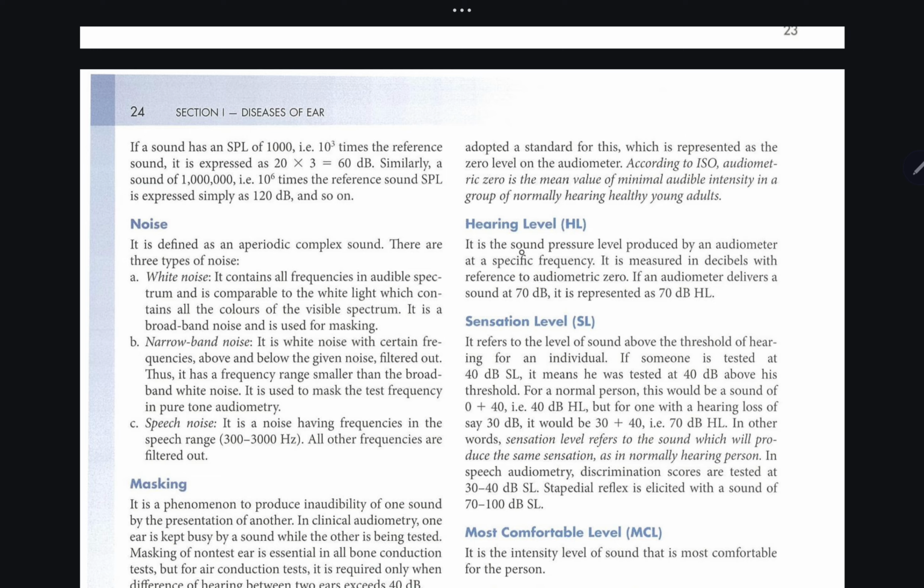Hearing level. It is a sound pressure level produced by an audiometer at a specific frequency. It is measured in decibels with reference to audiometric zero. If an audiometer delivers a sound of 70 decibel, it is represented as 70 decibel hearing level.